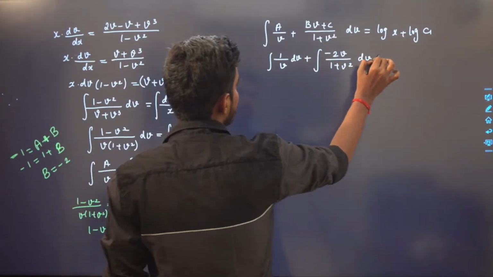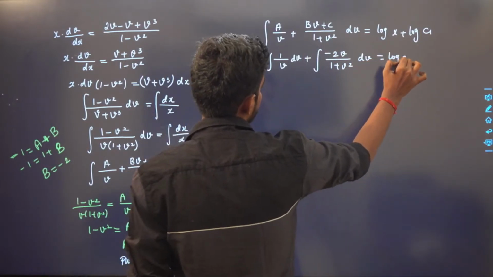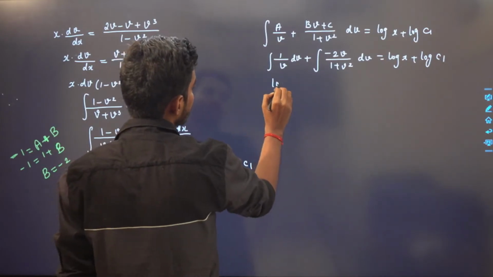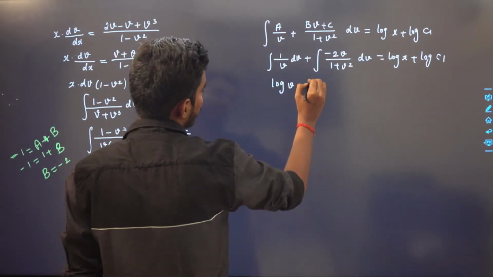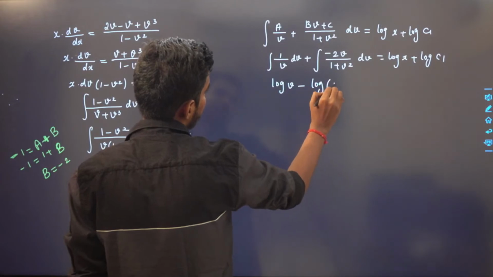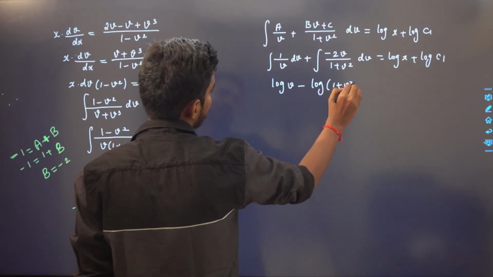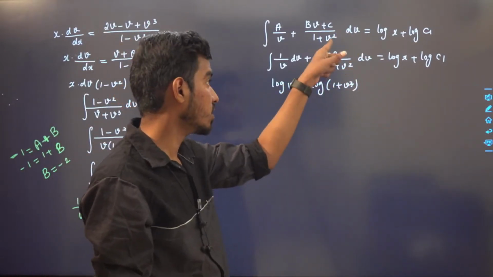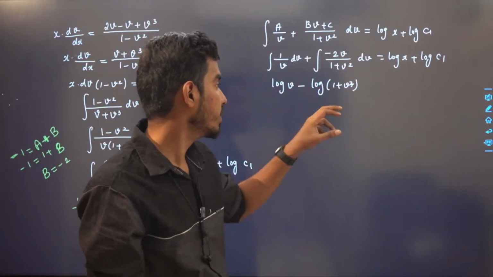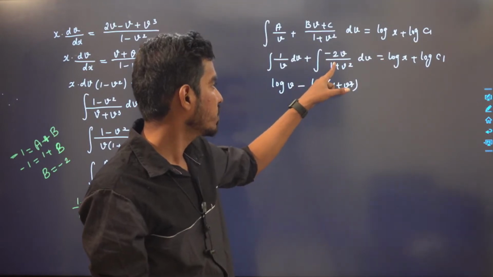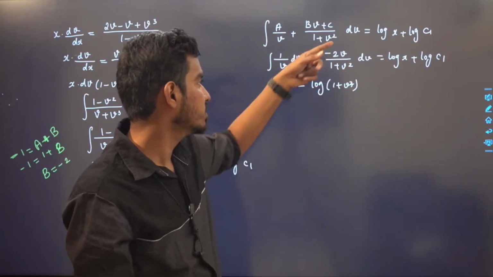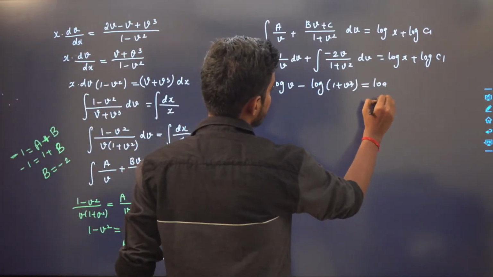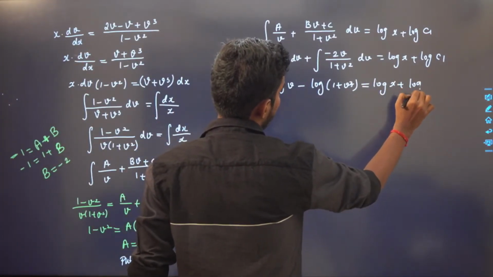c is 0. So it is equal to log x plus log c1. This is log v. Let us take this minus outside. This is log of 1 plus v². We have f of x and f dash of x. So the integration of f dash of x by f of x is log f of x. So take this minus outside. If we differentiate 1 plus v², we will have 2v in the numerator. This is equal to log x plus log c1.